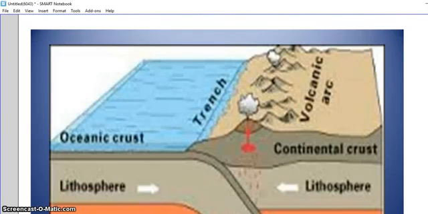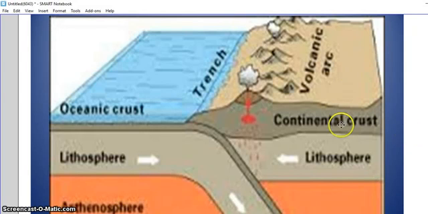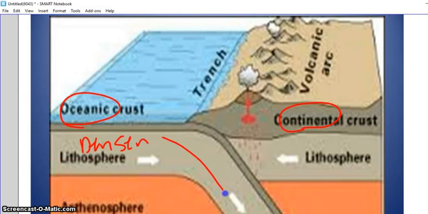Let's check some out. All right, if you look at this visual, over here on the left we have continental crust. Over here on the right, we have oceanic crust. As Mrs. Diamond just pointed out, because it is denser, it's going to subduct. Now, the crazy thing about this one, boys and girls, is that it melts back into the magma. It goes back into magma right here.